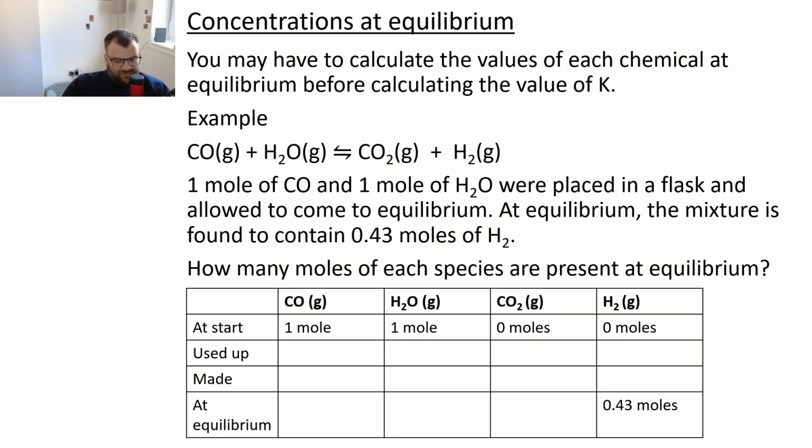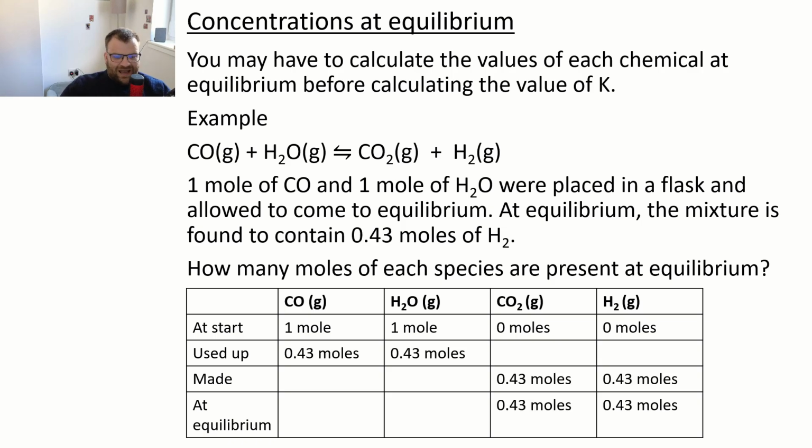If we've made 0.43 moles of hydrogen, we must have made the same number of moles of carbon dioxide as a 1-to-1 ratio. And if we've made that much of those chemicals, we must have used up the same value of carbon monoxide and water because it's all 1-to-1 ratios.